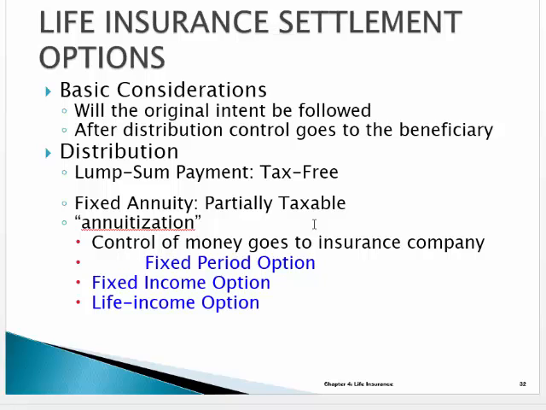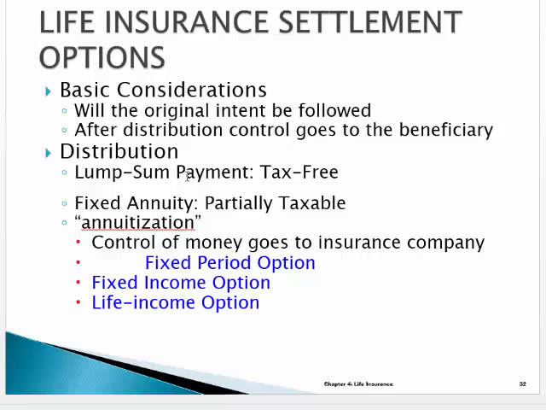What about options of settlement? What happens when you get distributions from life insurance policies? Well, it depends on who gets this policy, and in the end it depends on when they get it. So we're going to talk about some basic options. You can get a lump sum distribution. That is, you're going to get the whole policy, and at death, this lump sum payment goes tax-free to the beneficiary.